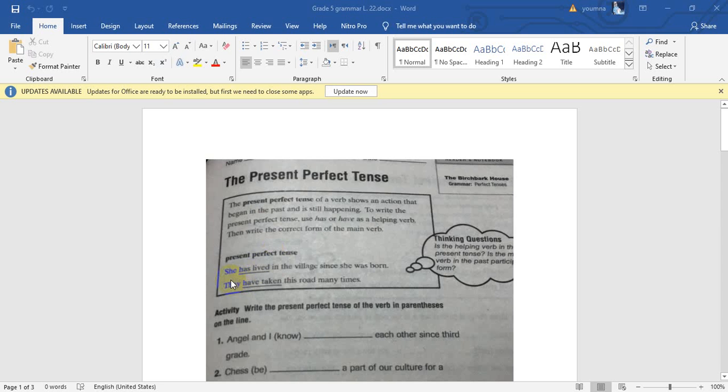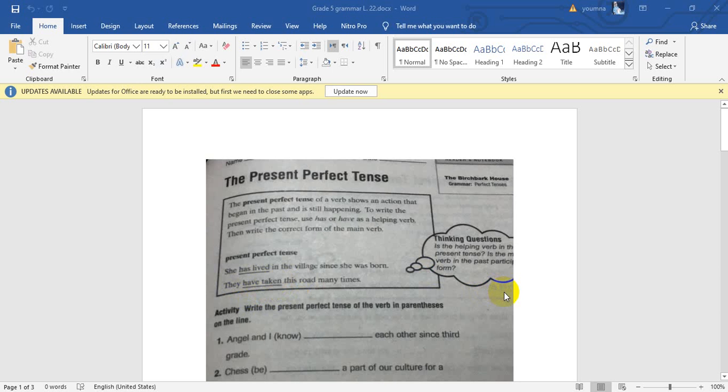So let's have here, she has lived in the village since she was born. Here guys, we took has with she because it's singular, and here lived, actually it's a regular verb, so we add only d. But with the second one, they have taken this road many times. Here with they, because it's a plural, we are going to take have, and taken here, actually it's irregular verb because the infinitive of it is take, took, taken. Okay, so here we go.